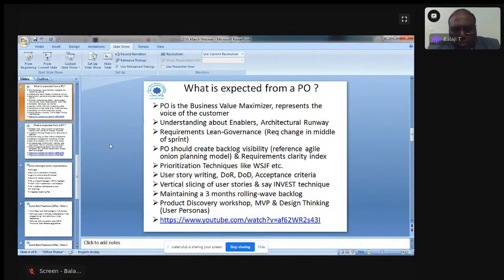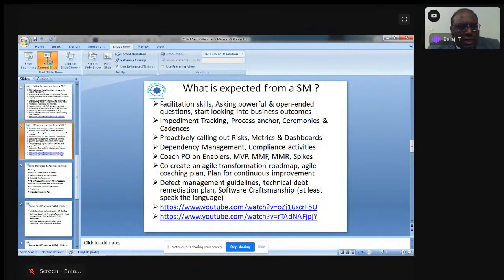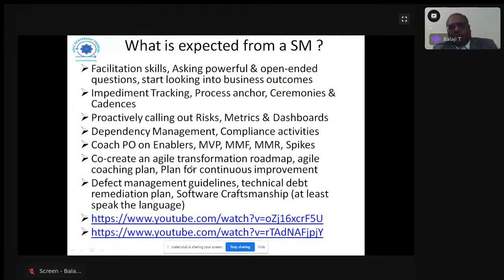Okay, so we have touched upon the product owner. Now we will move to the Scrum Master. So what is expected from a Scrum Master?